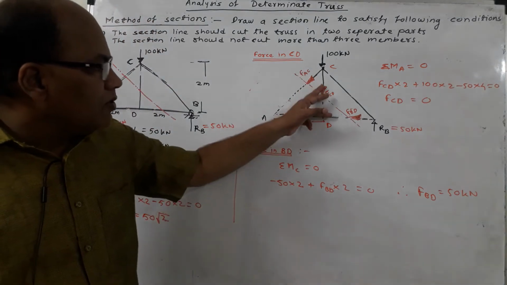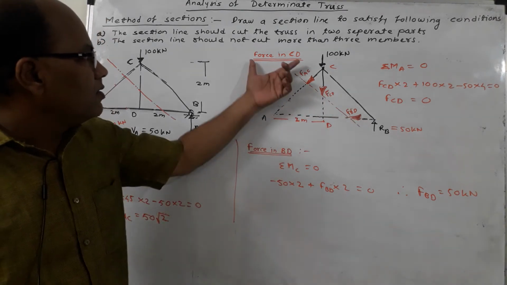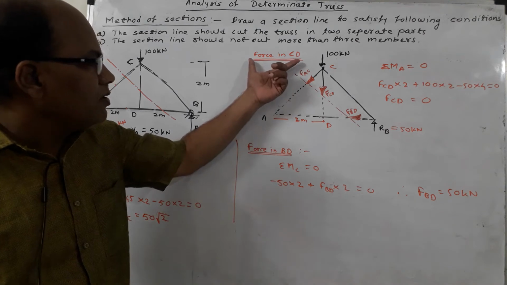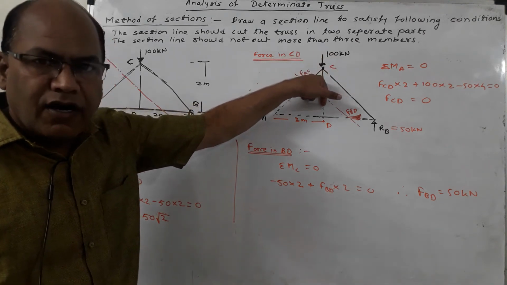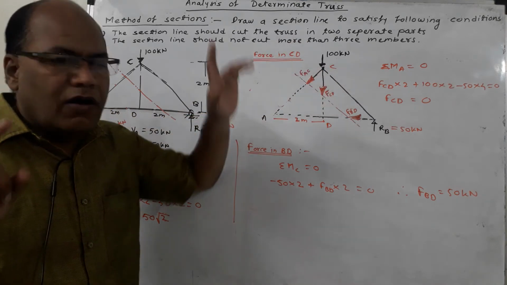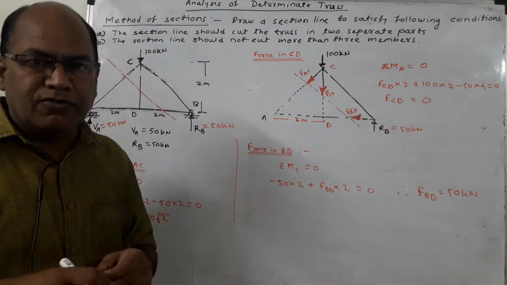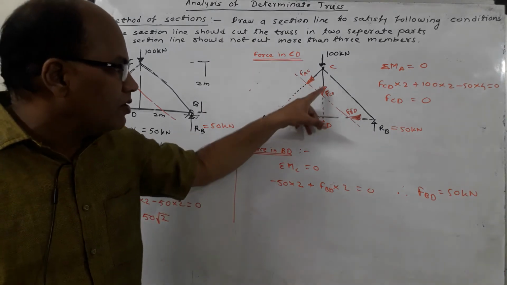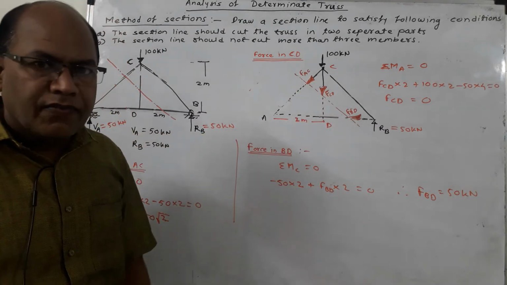So I have assumed the forces in the cut members also. Then let us consider that the force in CD is required. Now when the force in CD is required, forget about this member. Always concentrate on the other two members. So when I want to get the force in CD, I will be concentrating on the remaining two members.